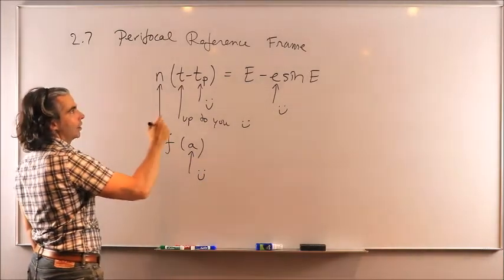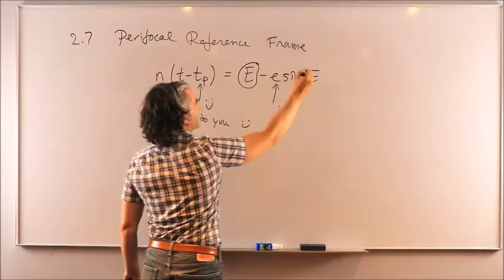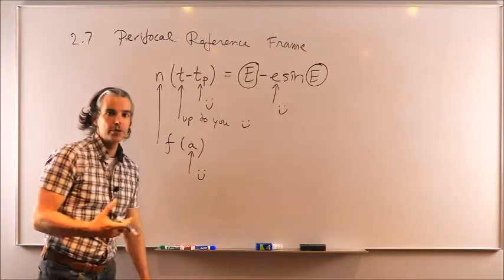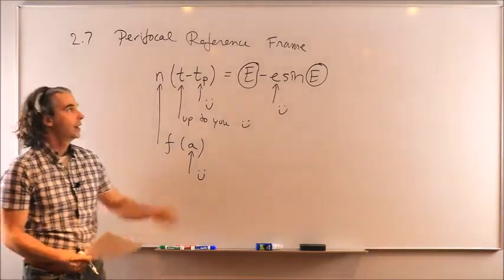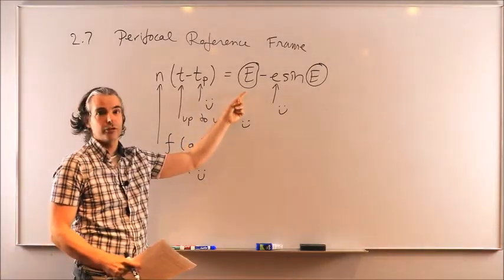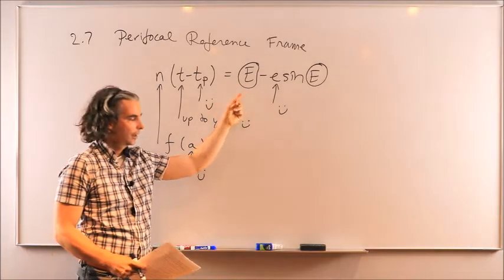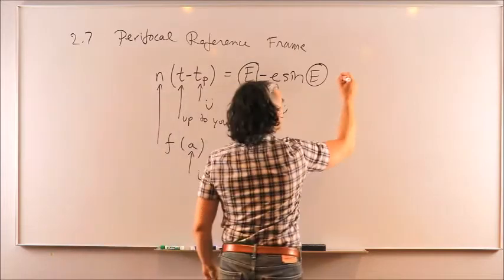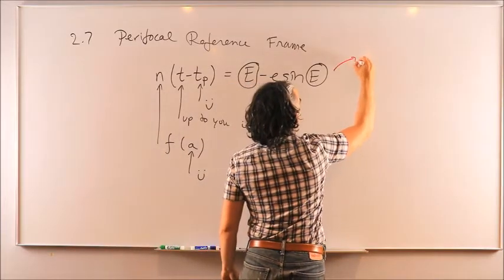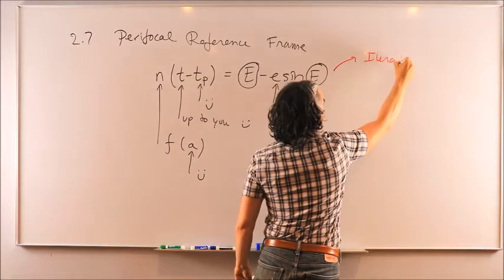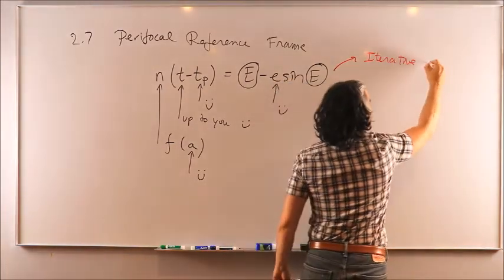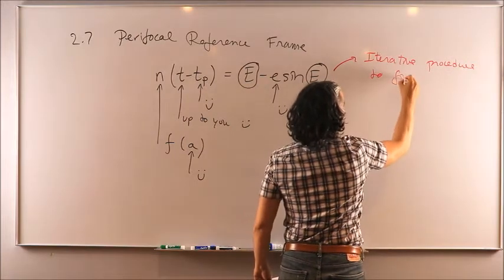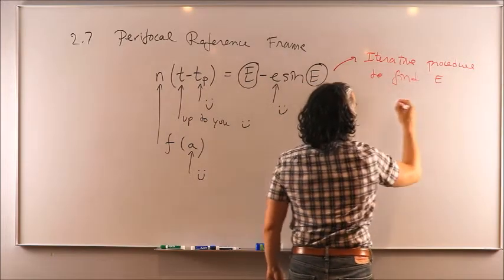So if you look at that, the only unknown in that equation is the eccentric anomaly, capital E. So the first step of going from orbital elements to R and V in ECI is to solve Kepler's time equation for the eccentric anomaly. And thankfully by now, you know how to do it. And that is through the iterative procedure to find the eccentric anomaly.